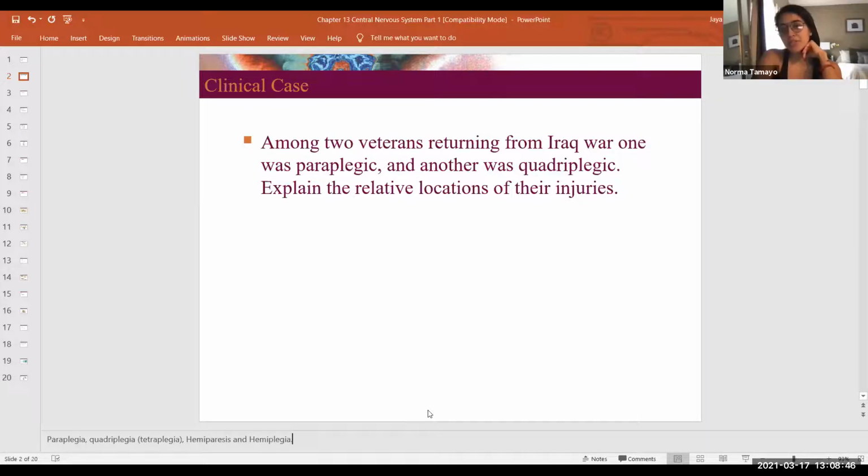Is that like when a person gets a stroke and half of the body? Yes. So once somebody gets a stroke in the right side of the brain, then they get left side paralysis, that is left hemiplegia. Okay.